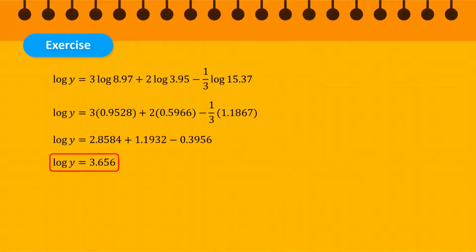Now that we have the value of the log of y, we can use it to calculate the value of y. We do this by taking the antilog of both sides, so that only y is left on the left-hand side. Calculate the antilog of 3.656 using a calculator. Thus, y is equal to 4,528.98. Good job! Let's summarize.